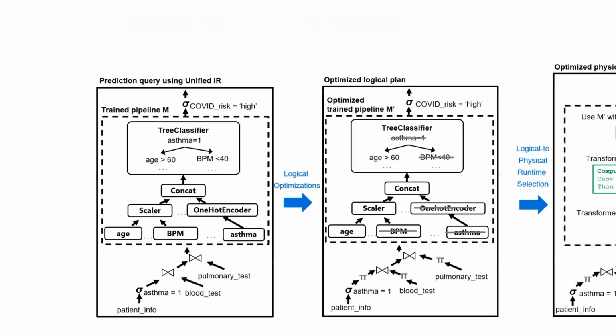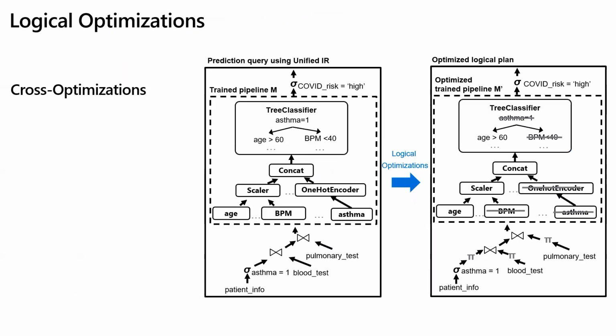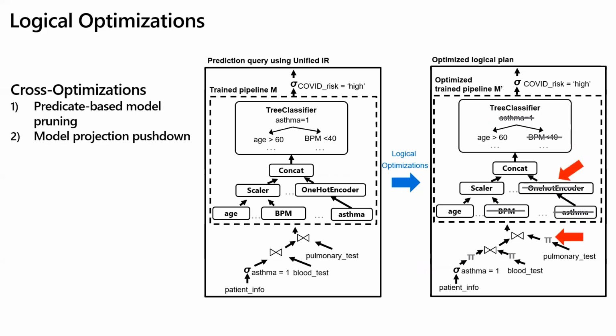Now let me double click the first logical optimization step. In this logical optimization step, we apply a set of cross optimizations by passing information across data processing part and ML part. The first cross optimization is called predicate-based model pruning. As you can see in this example, there is a predicate that tells the patients have asthma. We can pull this information all the way up to the ML tree model and prune the tree branches based on the predicate. Another cross optimization is model projection pushdown.